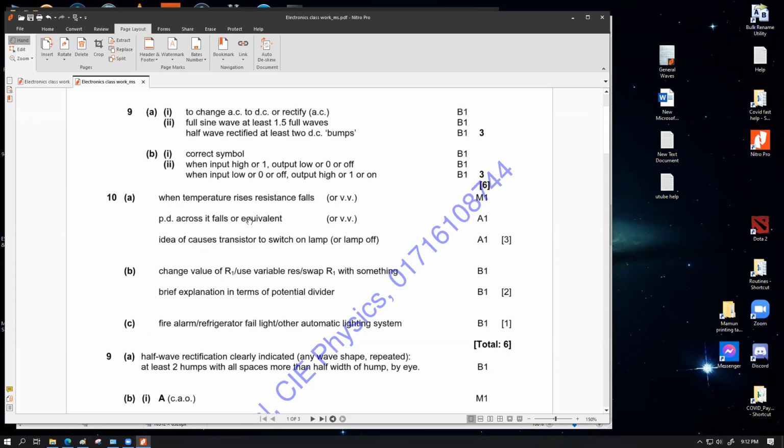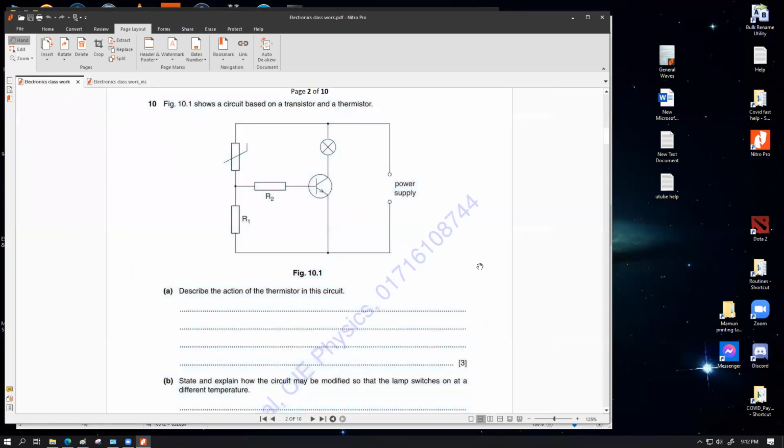This is the basic purpose of how it works. Idea of causes transistor to switch on lamp or lamp off. Here, you cannot simply write idea of this. You have to express this idea in your own words. So how am I going to write this answer? I'm going to answer this question for one set of scenario, and at the end I'm going to write vice versa, so that I don't have to do much work. So this is what I'm going to choose. I'm going to say when temperature is cold, the resistance of thermistor is high.